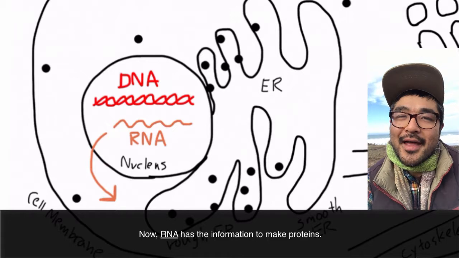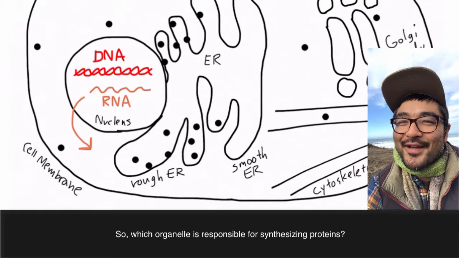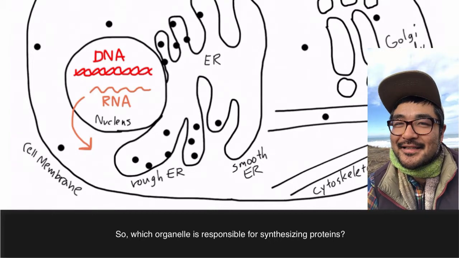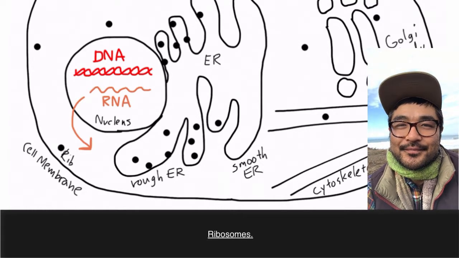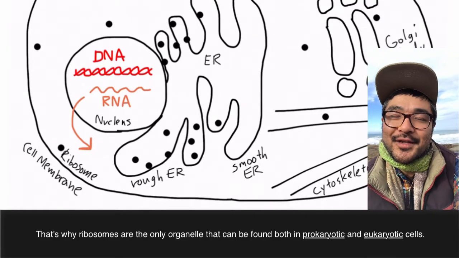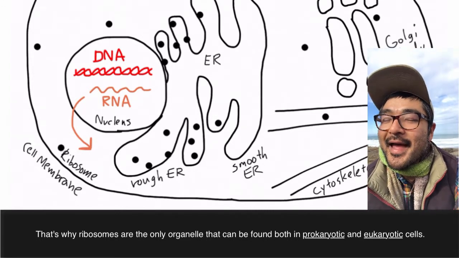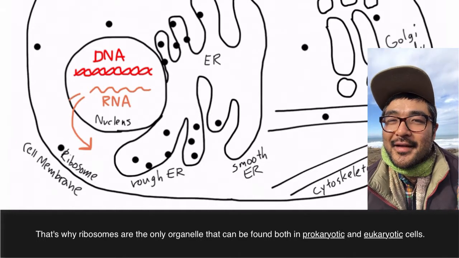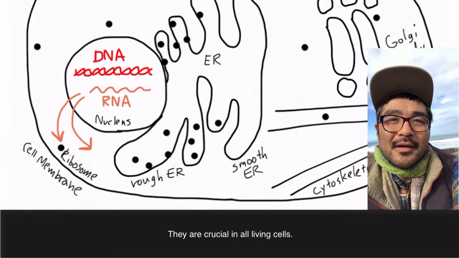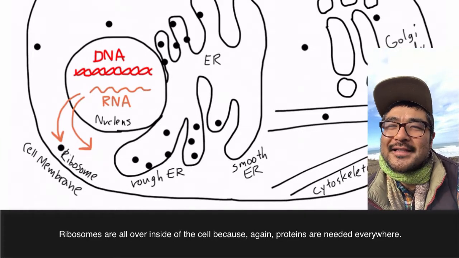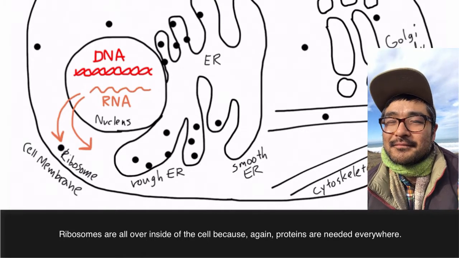Now, RNA has the information to make proteins. So which organelle is responsible for synthesizing proteins? Ribosomes. That's why ribosomes are the only organelle that can be found both in prokaryotic and eukaryotic cells. They are crucial in all living cells. Ribosomes are all over inside of the cell because, again, proteins are needed everywhere.